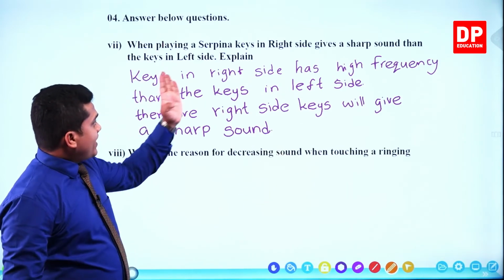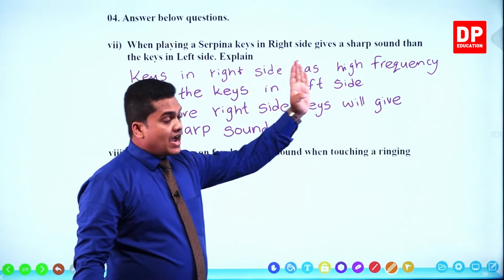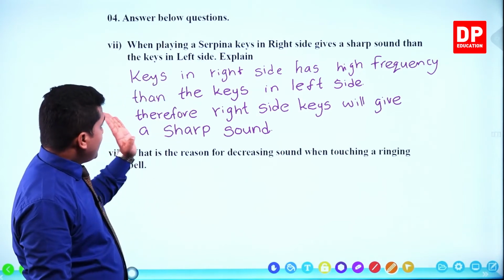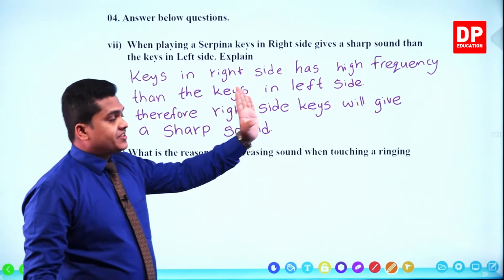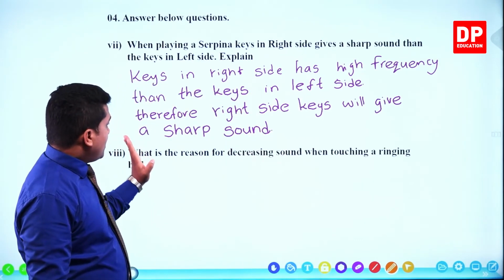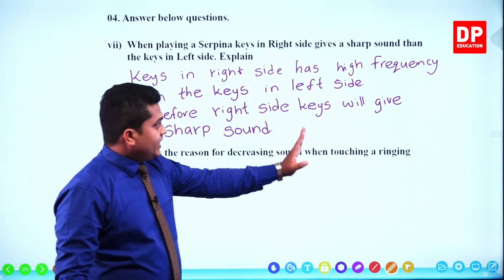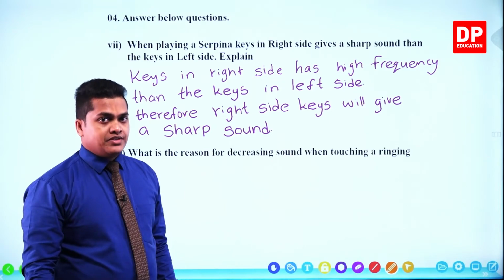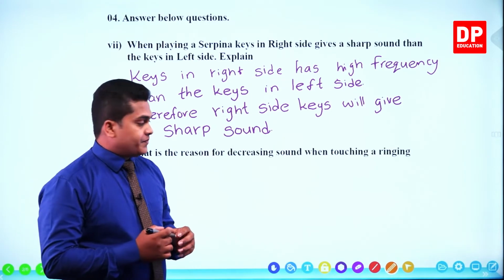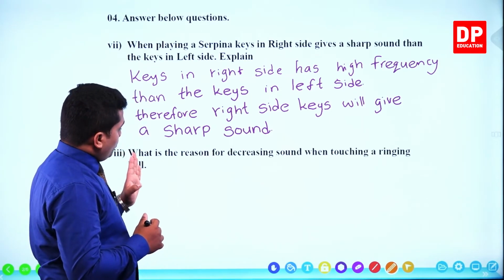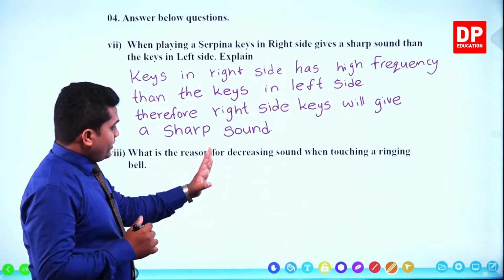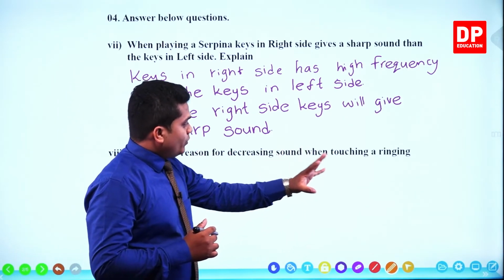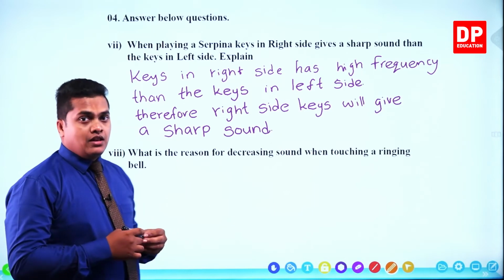So, keys on the right side have higher frequency than the keys on the left side. Therefore, right side keys will give a sharper sound. So, this is the reason for that incident. Next one. What is the reason for decreasing sound when touching a ringing bell?